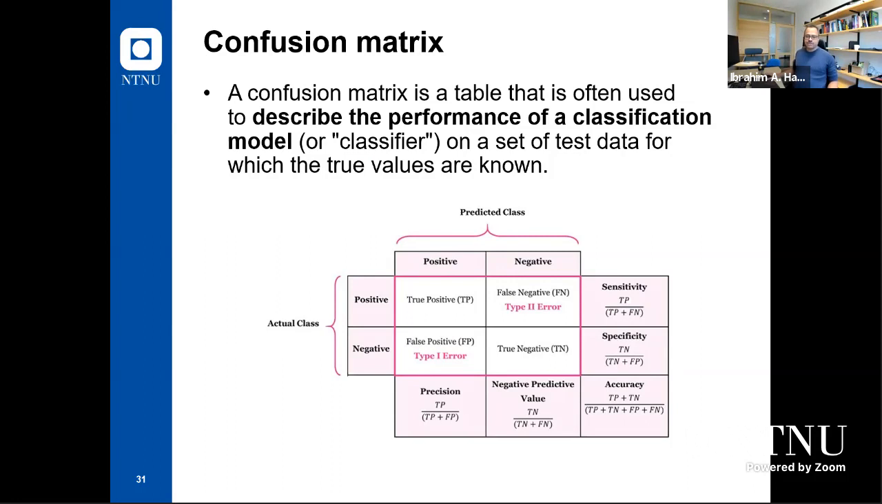I mean, the confusion matrix is a table which is used for describing the performance.